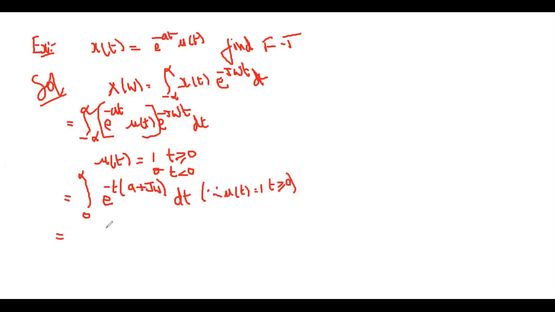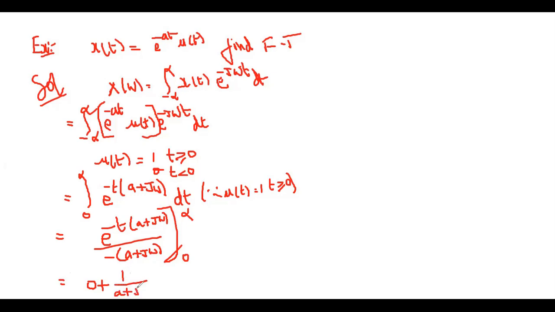Apply the integration: e power minus of a plus j omega times t, divided by minus of a plus j omega, which is the coefficient of t. Now the upper limit is infinity and the lower limit is 0. After substituting the upper limit, it becomes 0. For the lower limit, minus into minus gives plus. e power 0 is 1, and the denominator is a plus j omega. Therefore, the Fourier transformation of e power minus at mu of t is 1 by a plus j omega.